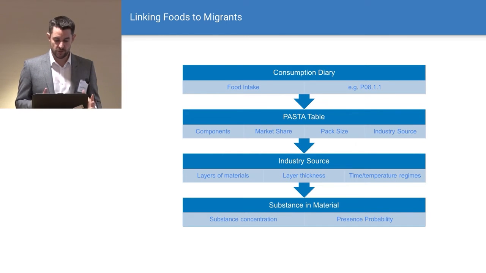All of this information was then linked to the level of substance in those materials, which was provided by another company. This was presented in a statistical distribution with a probability of occurrence as well, because not all materials will contain a given functional additive. And you need to factor that information in when you're doing your risk assessment.